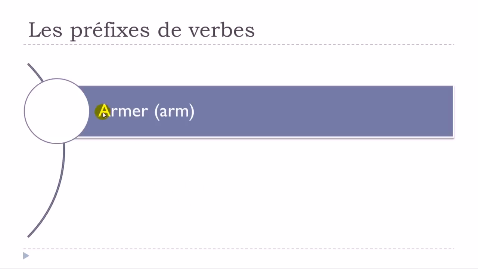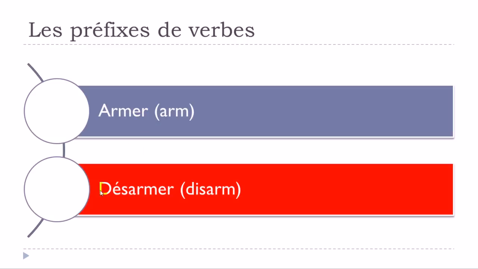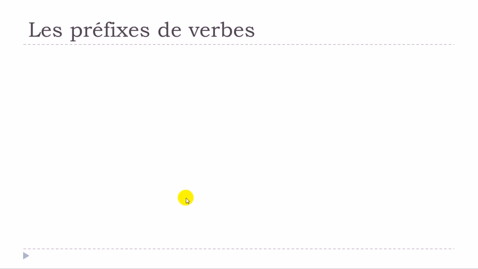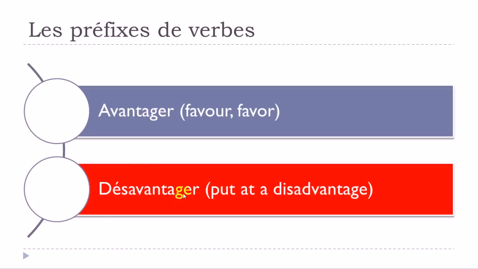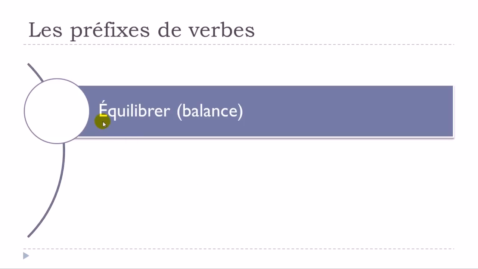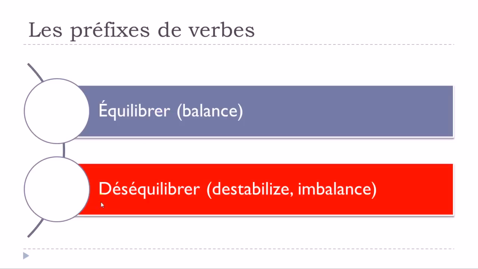Armée, désarmée. Okay, so armée will give you désarmée. Avantagé will give you désavantagé. Équilibré will give you déséquilibré. Okay, déséquilibré.